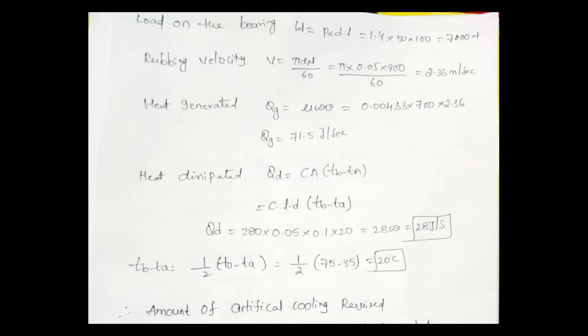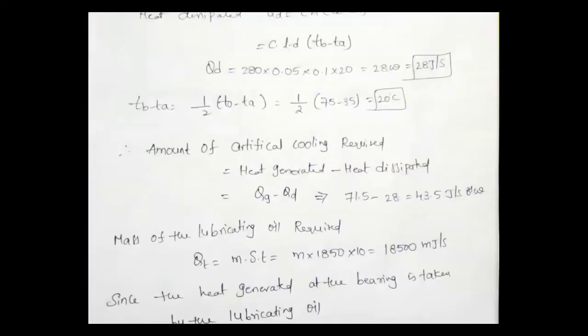So directly you can go for the artificial cooling process, that is, the amount of heat generated minus the amount of heat dissipated, Qg minus Qd. That is 71.5 minus 28, which is 43.5 joule per second.